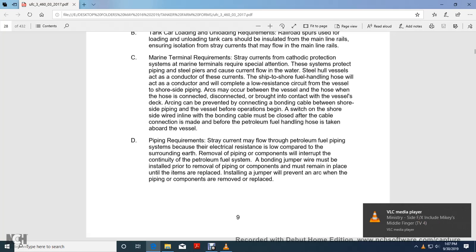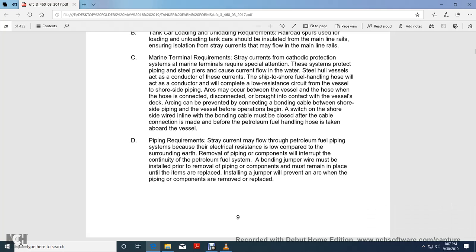Install bonding cables between the shoreside piping and the vessel before operations begin. The switch on the shoreside wired inline bond cable must be closed after the cable connection is made and before the petroleum fuel handling hose is taken aboard the vessel.